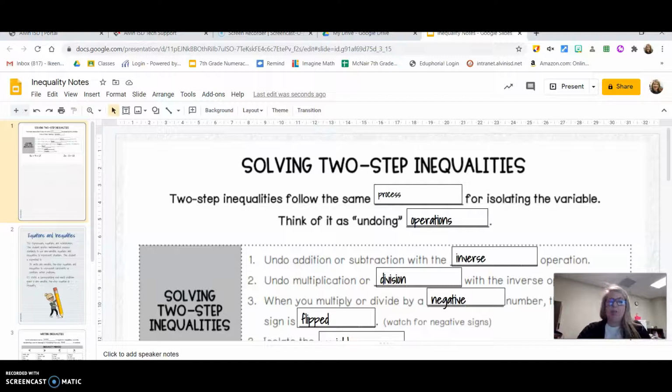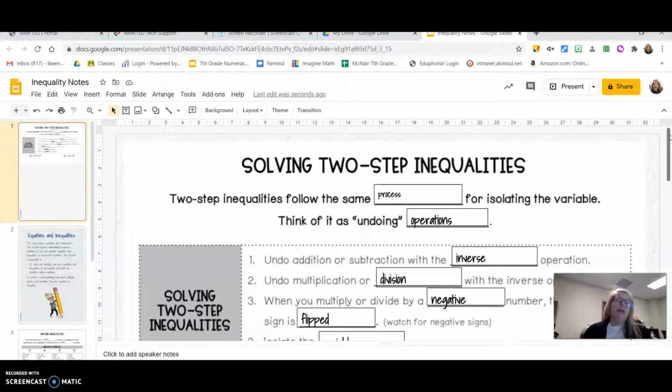Okay guys, so I want to review two-step inequalities with you. I'm going to go ahead and give you these notes before we talk about them in class. We reviewed a little bit of solving one-step equalities, but these two-step inequalities follow the exact same process.